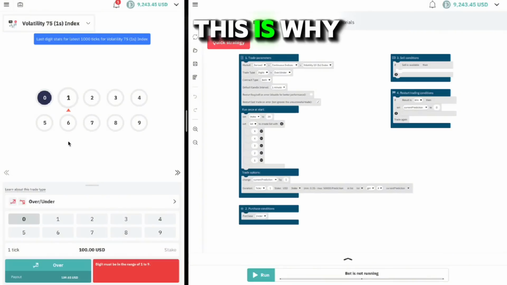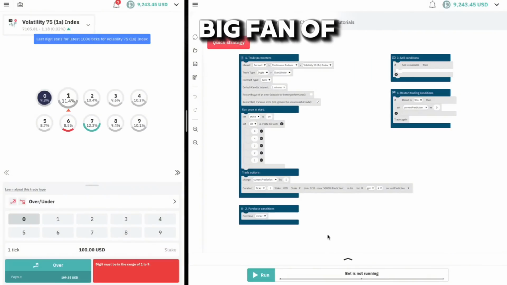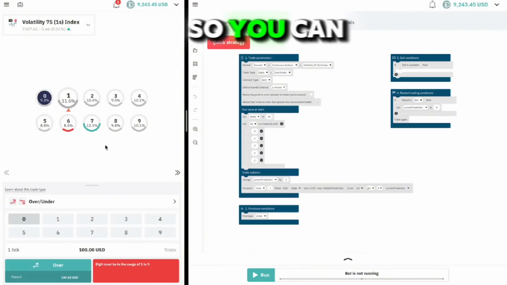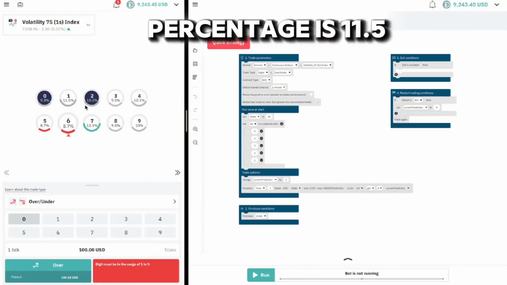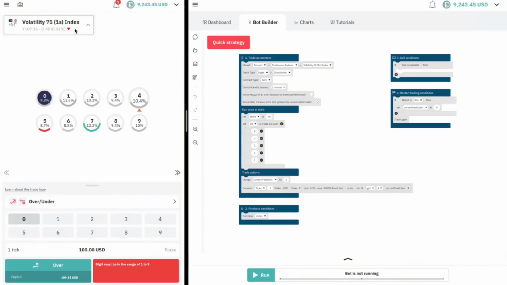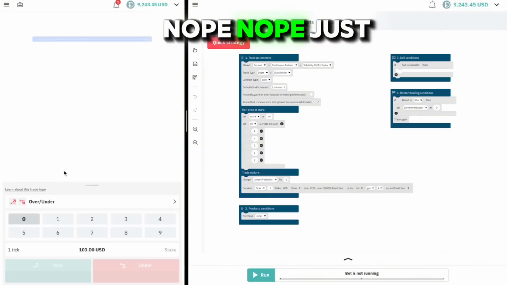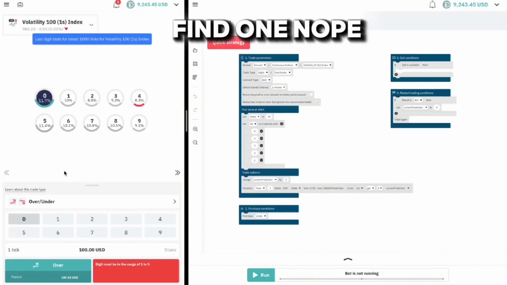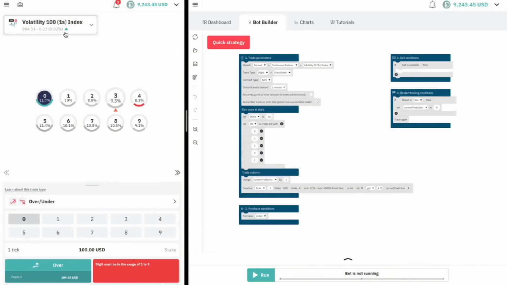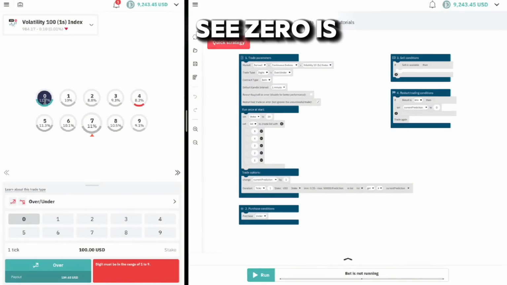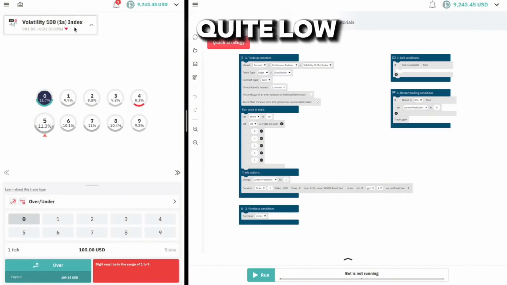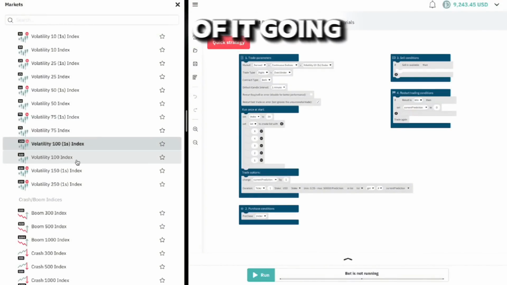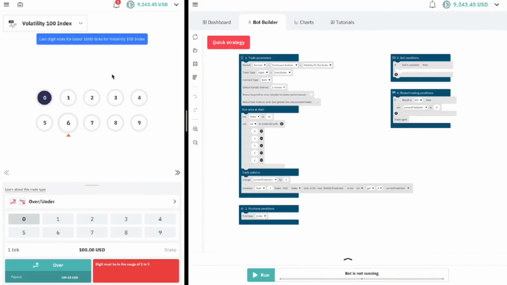This is why I'm not a big fan of this kind of trade. So you can see under 9 but 7, you can see these percentages: 11.5, 10. Just trying to see if I can find one. Like for this one, you can see 0 is 11.7, but all these other numbers are quite low. So the probability of it going back to them is low.